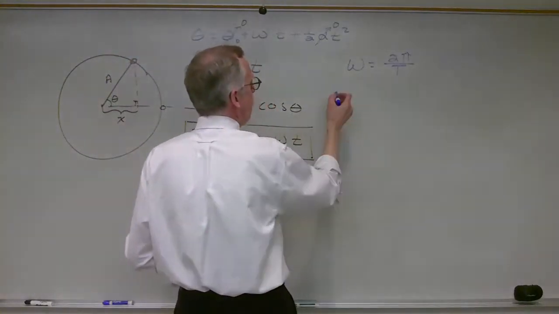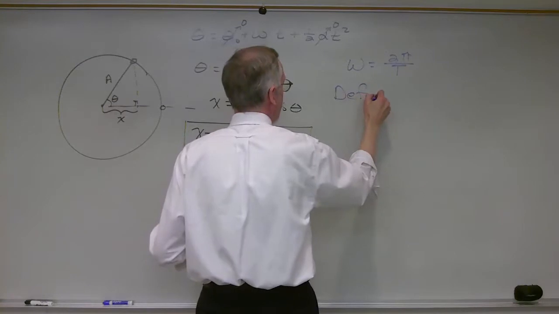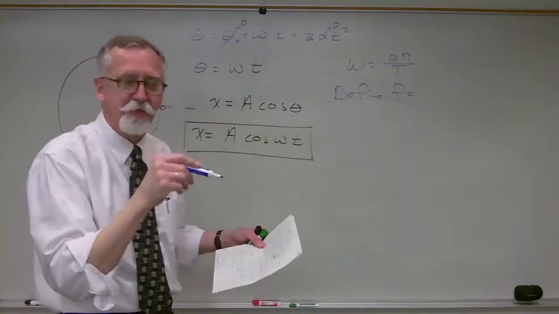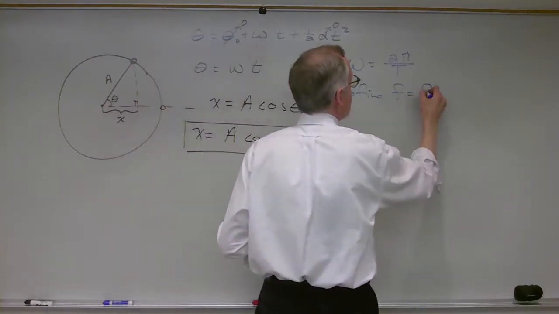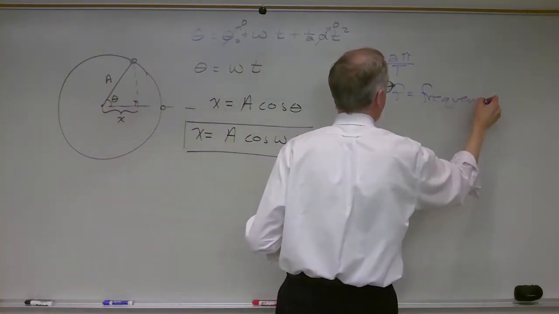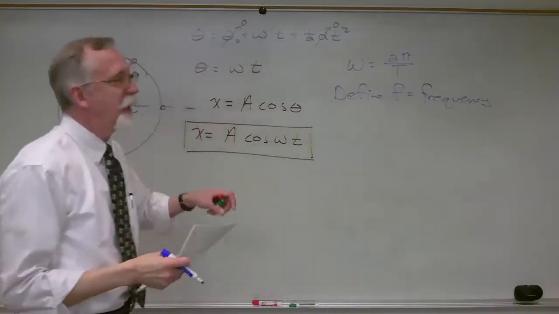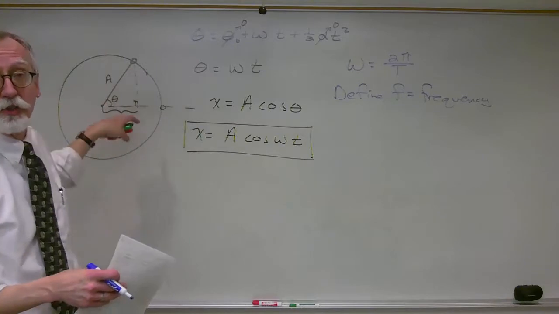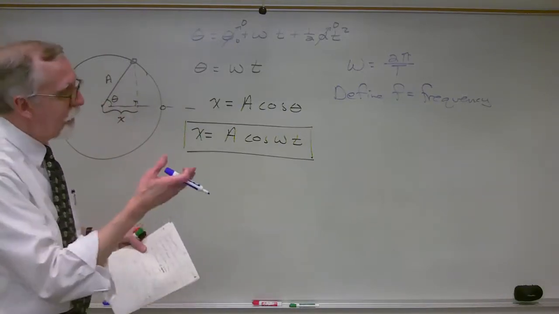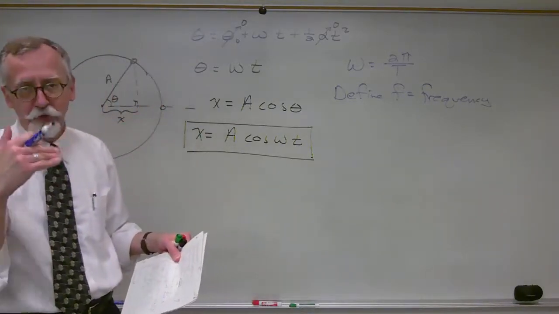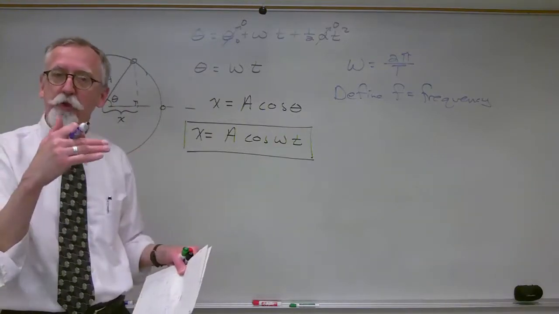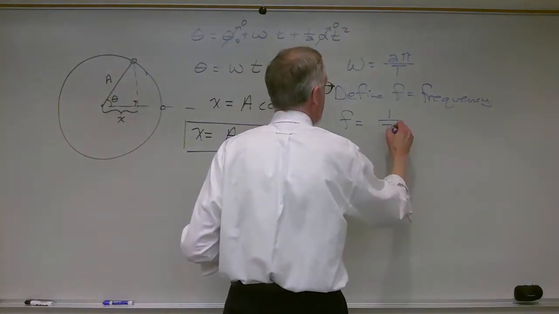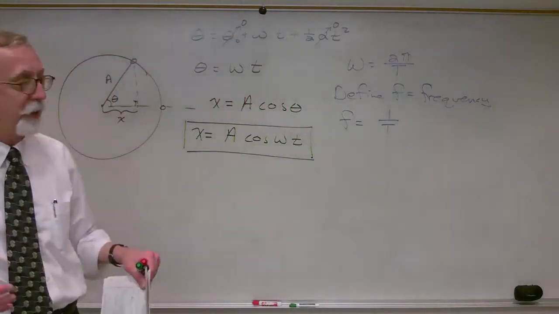Let's define another quantity, f, which, rather than the angular velocity, we'll define as the frequency, which basically tells us how many rotations per second our circular motion is going through. So the period tells us the number of seconds per rotation. F tells us the number of rotations per second. Well, f is basically just equal to 1 over T, 1 over the period.